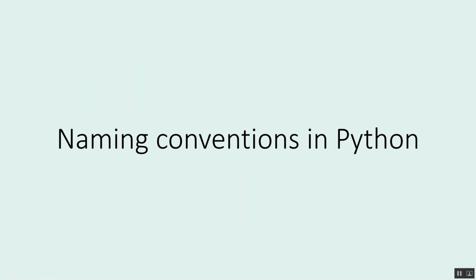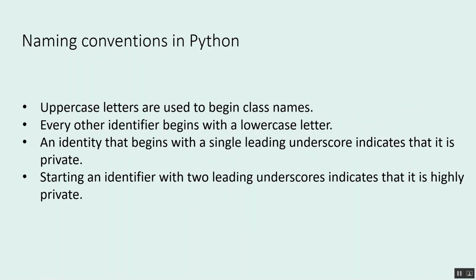Now, for naming conventions in Python, you have to use uppercase letters if you want to begin class names. Actually, these naming conventions apply mostly in object-oriented programming. But for this video, we will just use the functional type of approach in Python. We have different types of approach in programming. It could either be functional, procedural, or object-oriented. But for my examples in this video, I'm going to use a functional type of approach in Python.